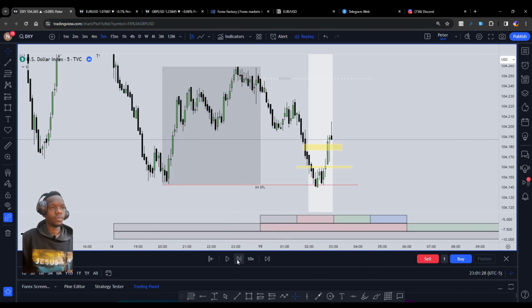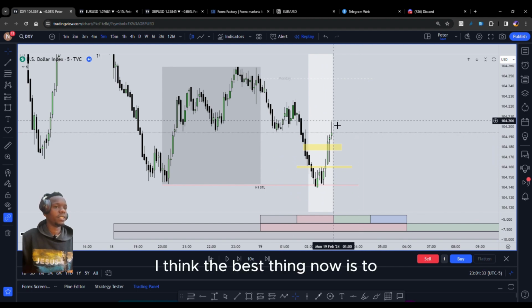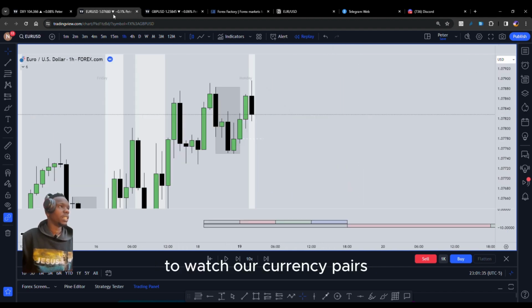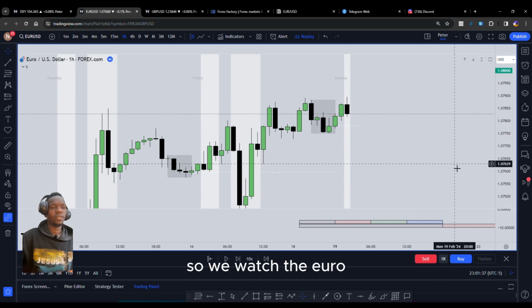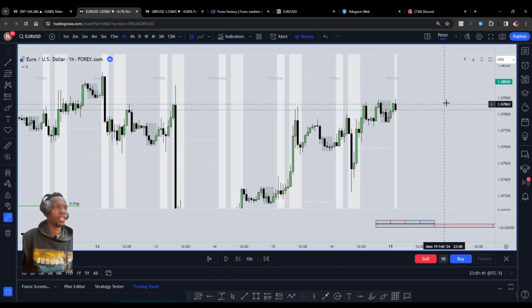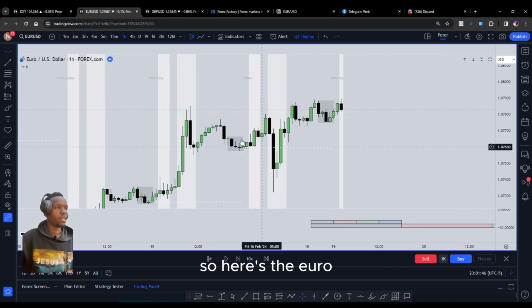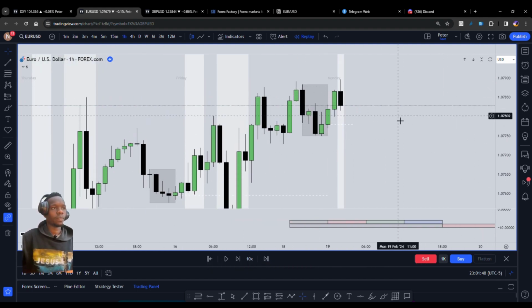At this point, I think the best thing now is to watch our currency pairs. So we watch the euro. If the dollar is bullish, we expect a bearish movement in the euro and the pound. So here's the euro. What do we see here?